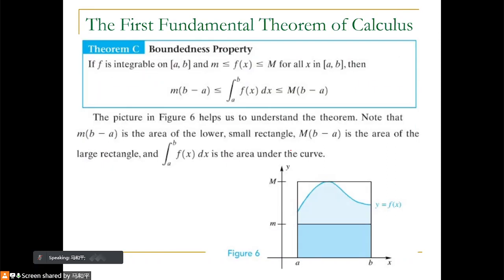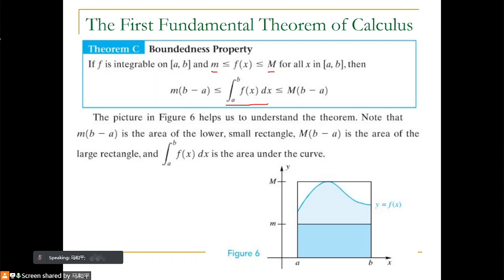This is the boundedness property. This means we have f(x), and we find the biggest value is M and the smallest is m, so f(x) is between m and M for x in [a, b]. Then this definite integral is less than M times (b minus a) and greater than m times (b minus a). The picture in Figure 6 helps us to understand the theorem.